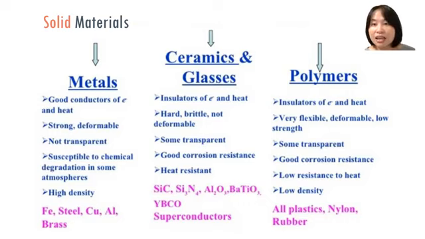And the last type of material, polymers. Also, they are insulators of electron and heat, but very flexible, deformable, but low strength. Some of them are transparent, also good corrosion resistant, but low resistant to heat, and low density or lightweight. So you can see the good and bad of each type of material.